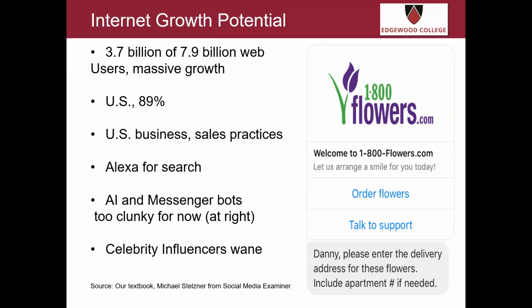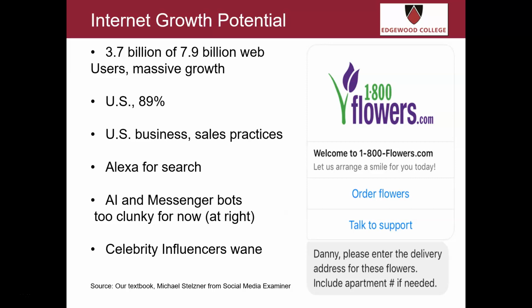The internet has a massive growth potential primarily throughout the world. As I said earlier, in the United States, about 89% of us are already using the web for many purposes. The United States business group needs to look at its sales practices and get more efficient with so many people already on the web, and to figure out how to stratify them and target them.